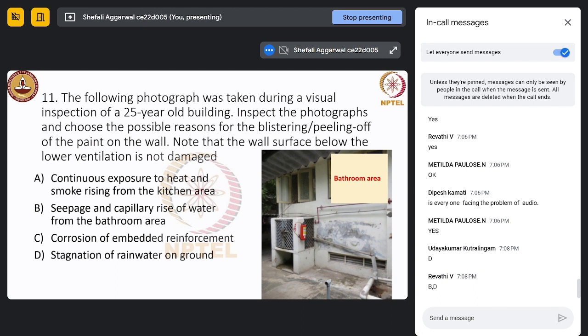Question: the following photograph was taken during a visual inspection of a 25-year-old building. So inspect this picture properly, this part mostly, and choose the possible reason for the blistering or peeling of the paint on the wall. What can be the reason for the peeling of the wall?